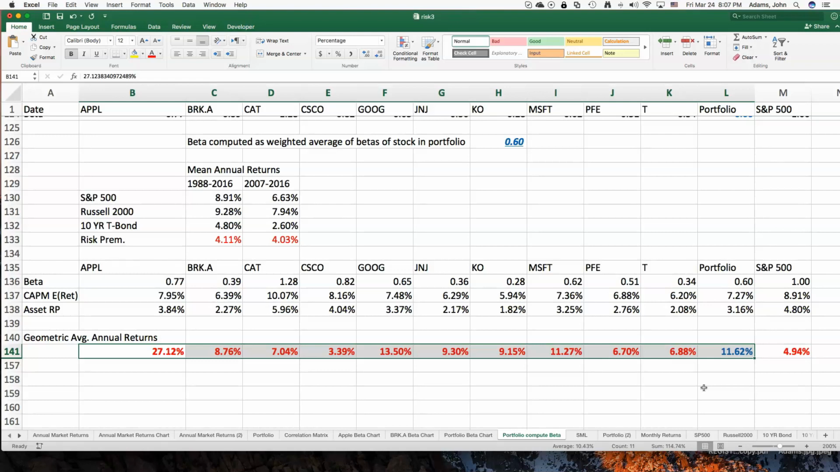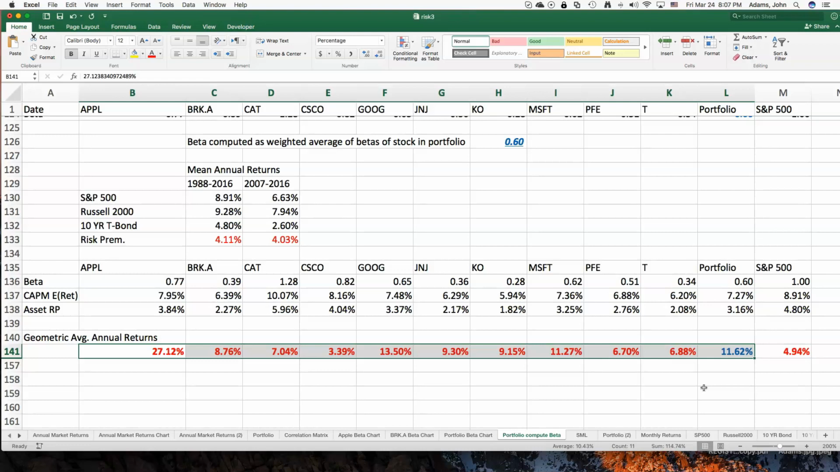So if you'd have bought Apple stock 10 years ago, you'd be very happy because you got a rate of return much higher than what you expected based on its risk. Likewise, you'd be happy, not as happy as the Apple folks, if you had invested in Berkshire Hathaway, because the average annual return for Berkshire Hathaway over this period of time was 8.76%, whereas its required return based on its exposure to non-diversifiable risk, the capital asset pricing model, is 6.39%. So it did quite well.